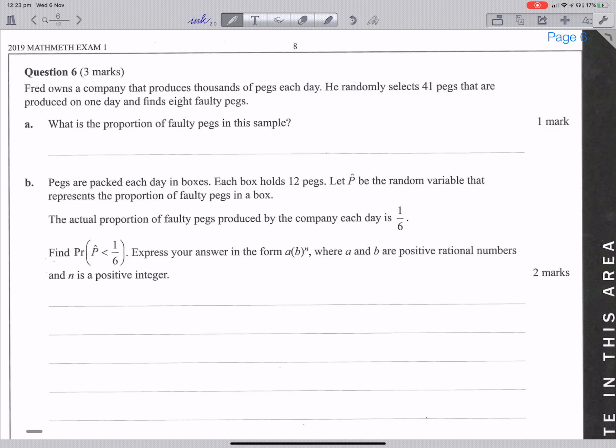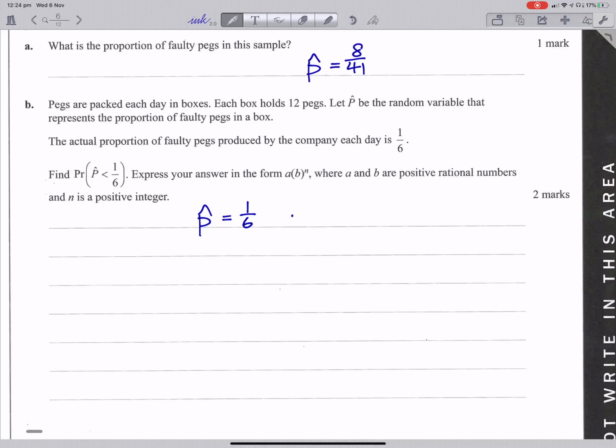Okay, Fred owns a company that produces pegs each day. He randomly selects 41 pegs that are produced on one day and finds 8 faulty pegs. The proportion of faulty pegs, P hat, is 8 on 41. Pegs are packed each day in boxes. Each box holds 12 pegs. Let P hat be the random variable that represents the proportion of faulty pegs in pegs. The actual proportion of faulty pegs produced by the company is 1 on 6. So P hat is equal to 1 on 6.